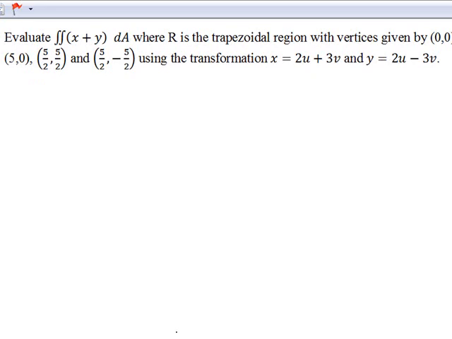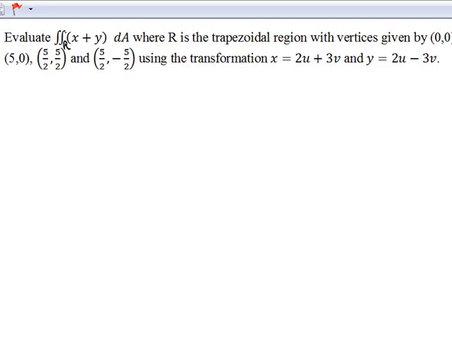Evaluate the double integral, my little r is missing as usual, of x plus y dA. R is the trapezoidal region with vertices given by 0, 0, 5, 0, 5 halves, 5 halves, and 5 halves, negative 5 halves, using the transformation x equals 2u plus 3v and y equals 2u minus 3v.